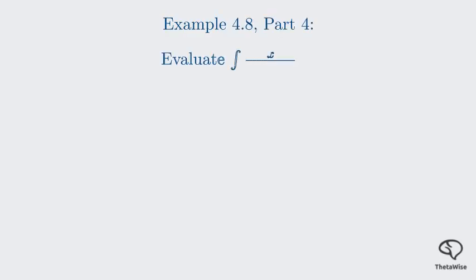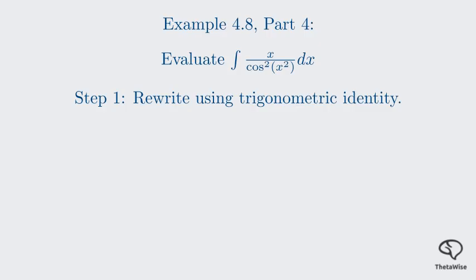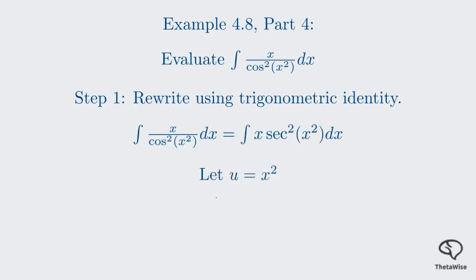Now for the manipulate and create the derivative part of our substitution procedure. Let's look at a problem where the derivative is not a perfect match. We need to evaluate the integral of x divided by cosine squared of x squared dx. Step 1. Simplify and choose u. The cosine squared in the denominator is difficult to work with. Remember that 1 over cosine is secant, so we can rewrite the integral as the integral of x secant squared of x squared dx. Now we can see a substitution.